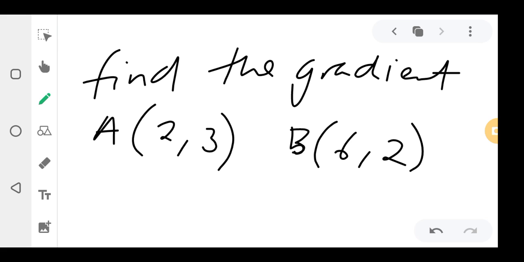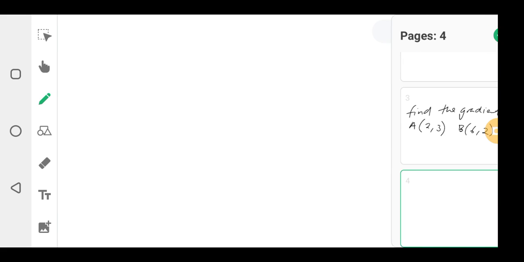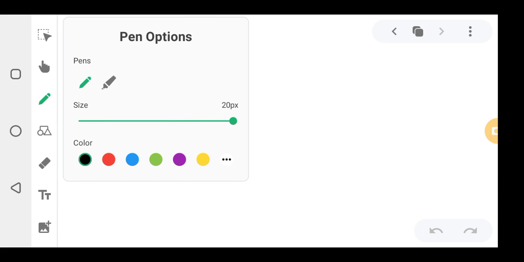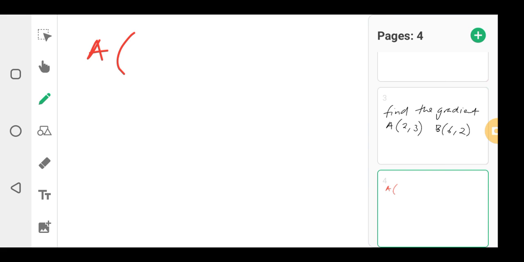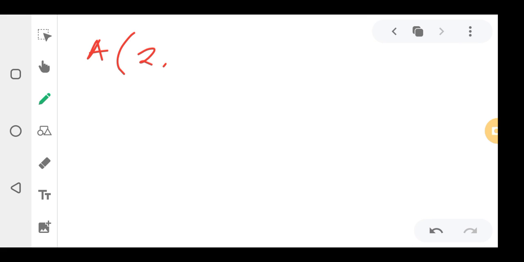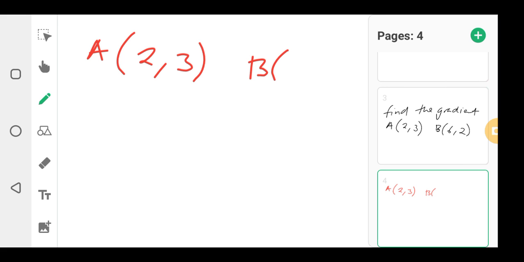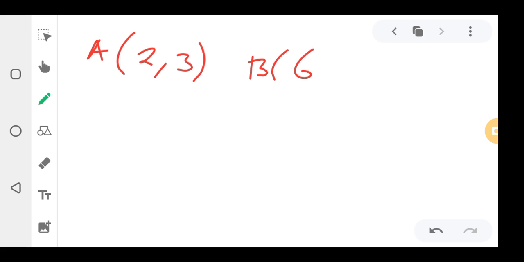So the first thing that you do when you're finding the gradient is use a certain formula that you need to memorize by heart. You write the points on top. Point A is (2, 3). Point B is (6, 2). The formula for gradient is M. M means gradient of A and B.